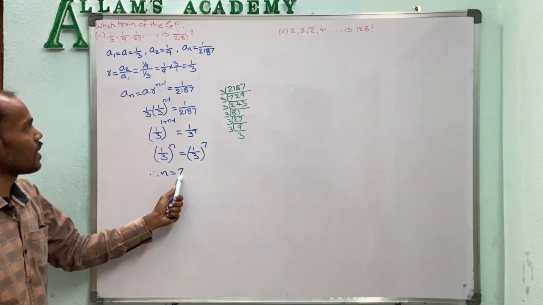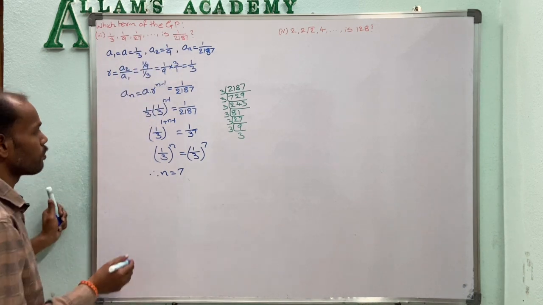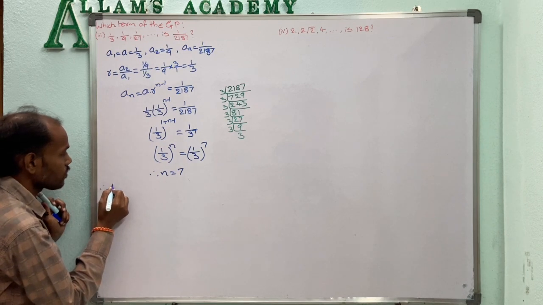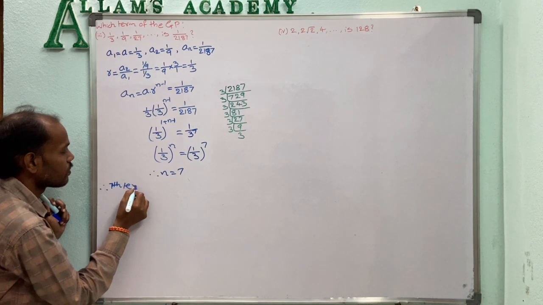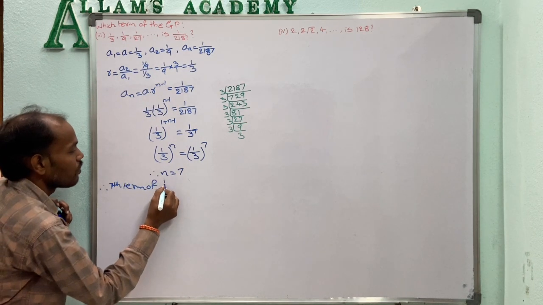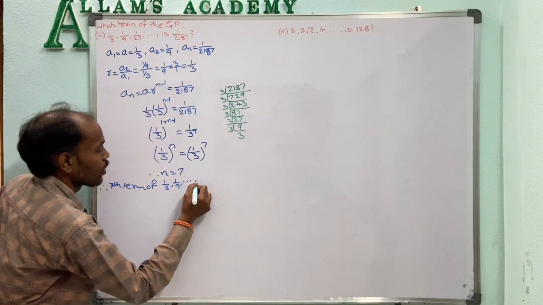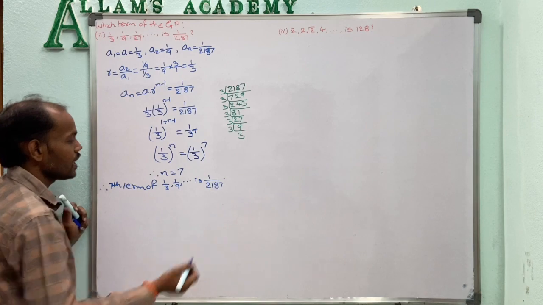So the seventh term of this geometric progression is 1/2187. Therefore the seventh term of the geometric progression 1/3, 1/9 and so on is 1/2187.